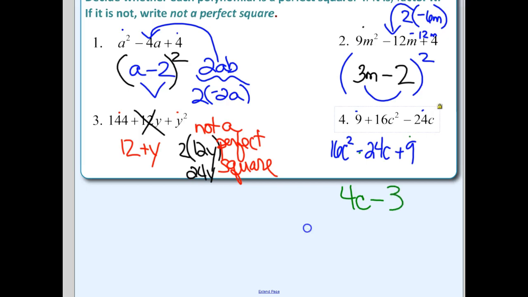All right, now let's check the middle. We've got 4 times 3 is 12c. If I double that, we get 24c. The middle checks. So this is a binomial squared.